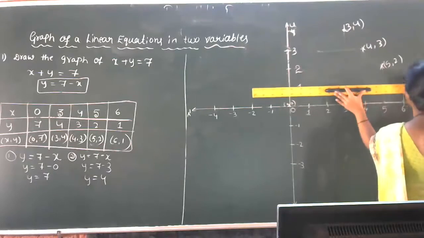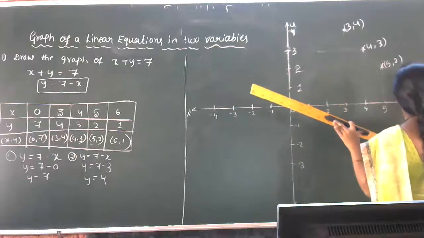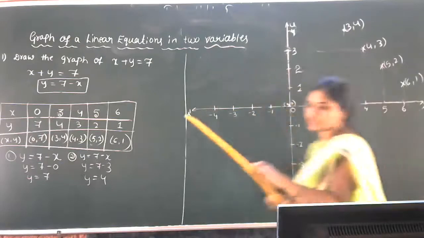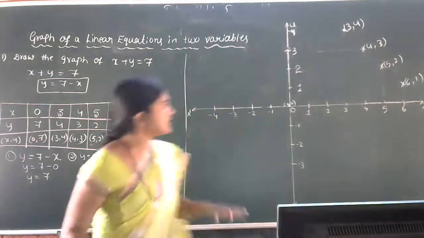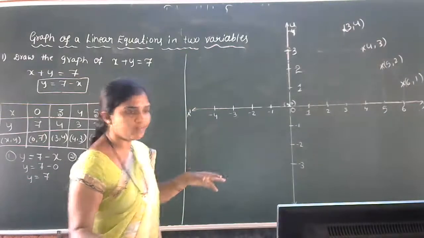This is the location 6 comma 1, accurate. Got the idea? Here's 6 comma 1. See, now what we have to do is join all the points.